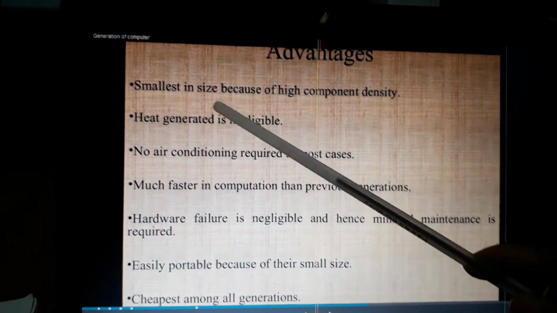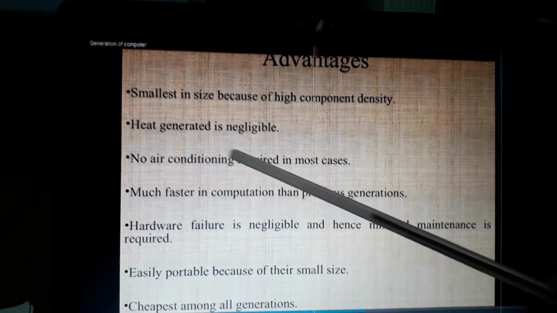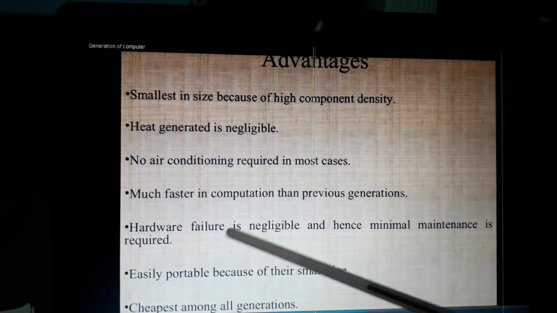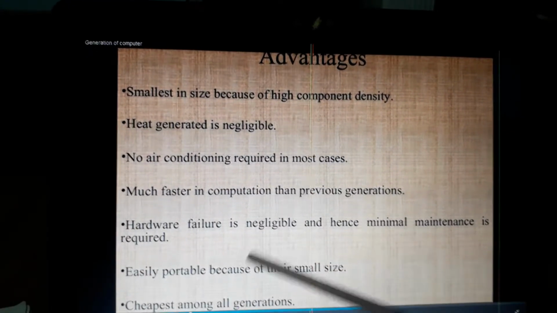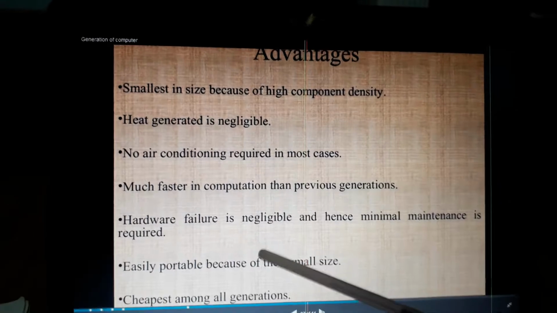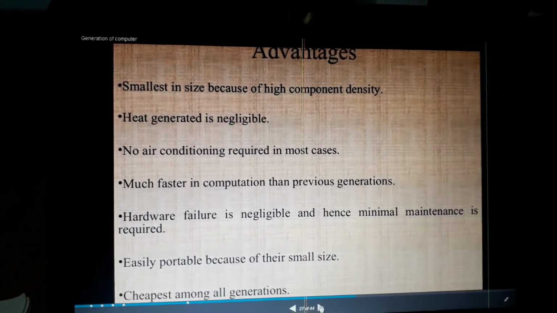What are the advantages? Very small in size and heat, no heat, so no air conditioning, and very fast compared to the previous one. Hardware failure is negligible. Nowadays, in daily use, it will rarely show hardware failure. Easily you can take it anywhere, and cheapest also.